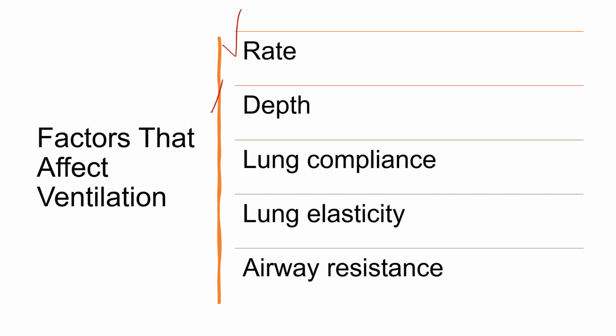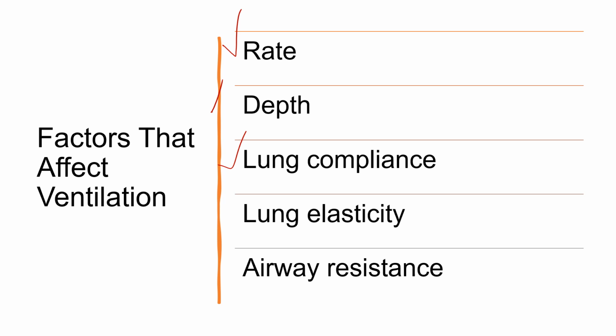Then we have lung elasticity. Lung elasticity refers to the ability of the lung to recoil. The lungs are kind of like a rubber band. If you stretch it out, they should return back to their normal structure. So elastic recoil is lung elasticity.